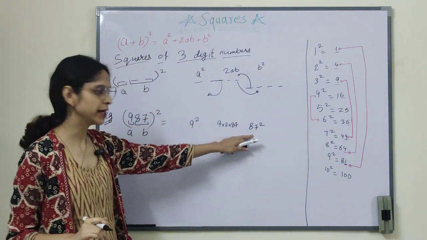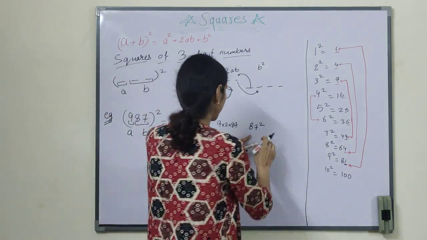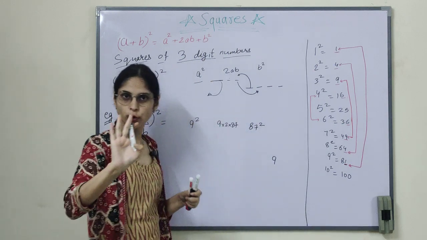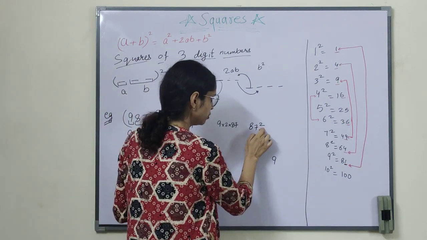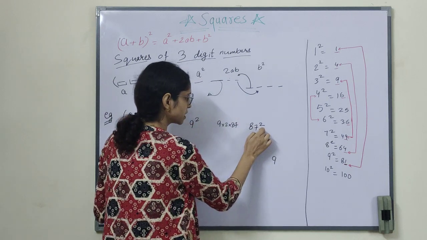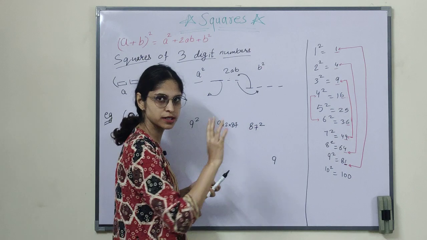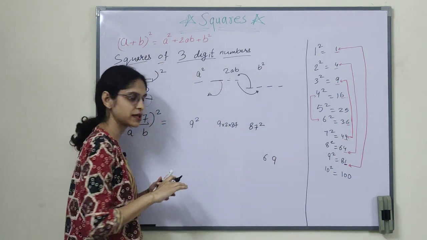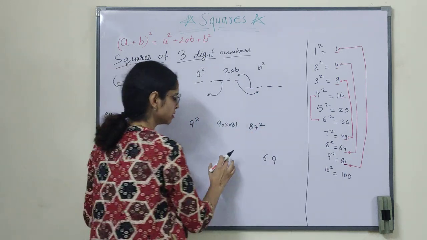So first we will do 87 square based on what we have learned before. 7 square is 49. I will write 9, 4 is the carry. Now 8 times 7 is 56, 56 times 2 is 112. 112 and 4 was the carry, so 116. 6, and now 11 is the carry. 8 square is 64. 64 plus 11 is 75.